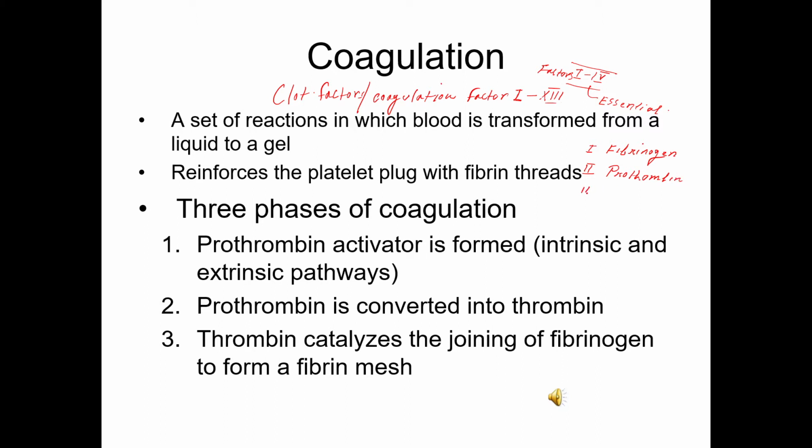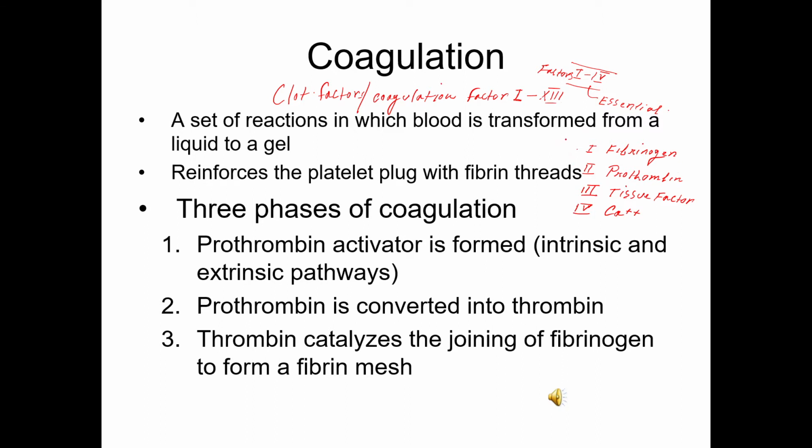Factor number 3 is called tissue factor. And factor number 4 is called calcium ion. So remember these 4 factors. These are called the essential factors because they are essential for blood clot. Without any of these, blood clot will not be formed.